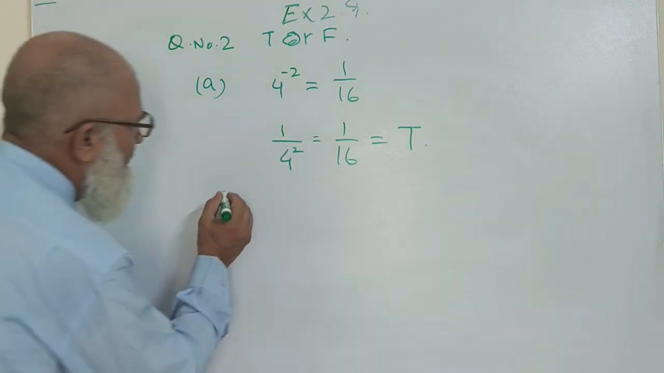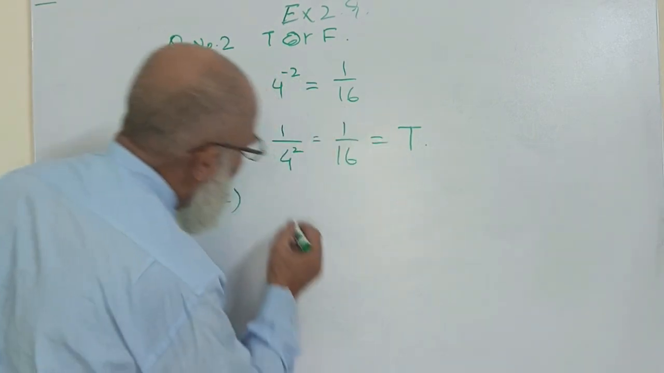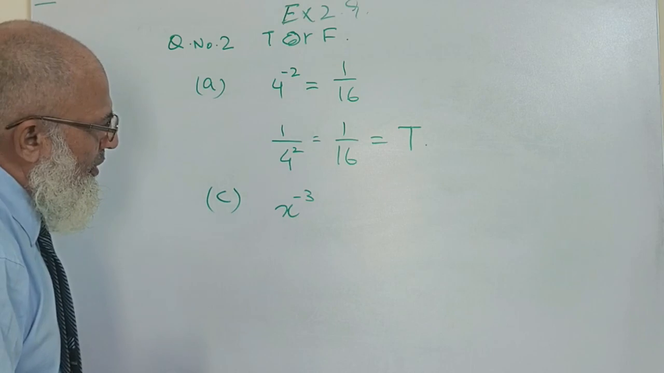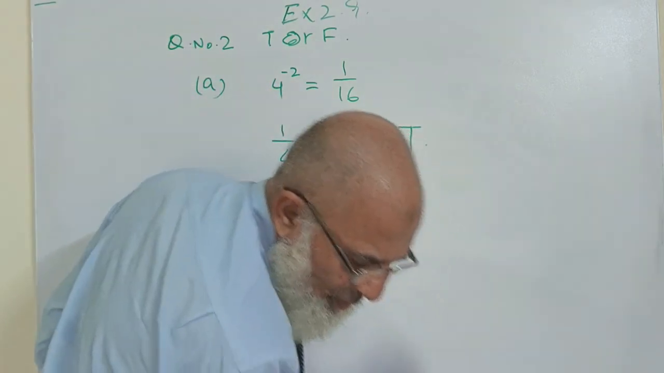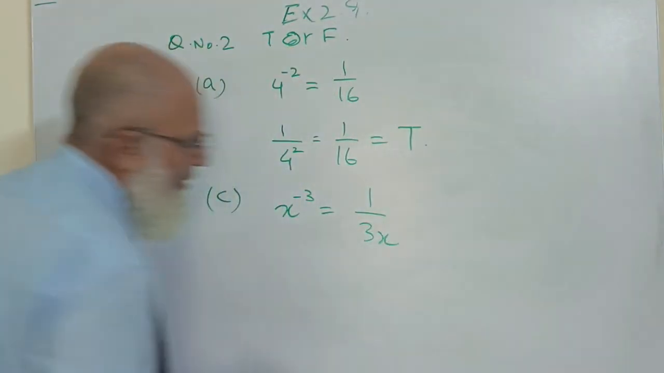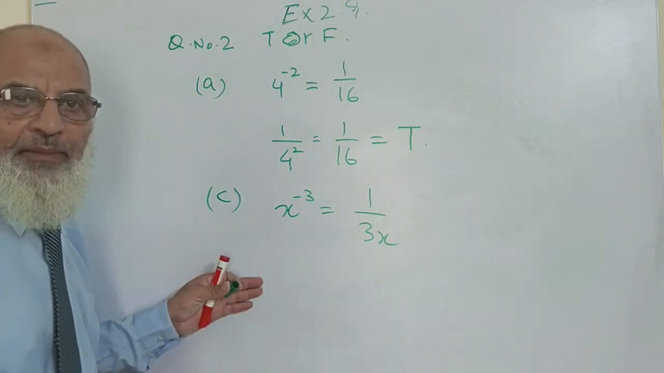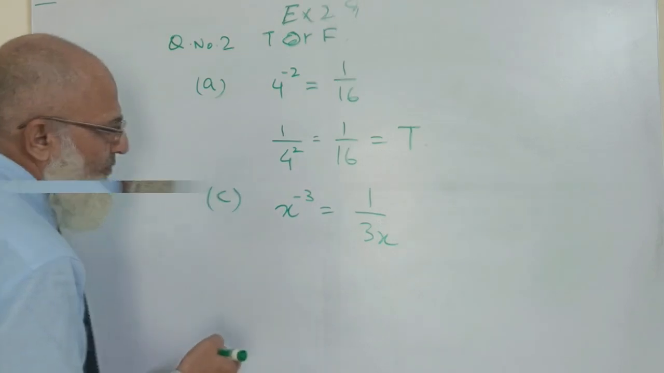Part C. Part C is x minus 3, and it is equal to, what is given, 1 upon 3x. It doesn't seem to be okay to me, but let me check it before I infer any result.